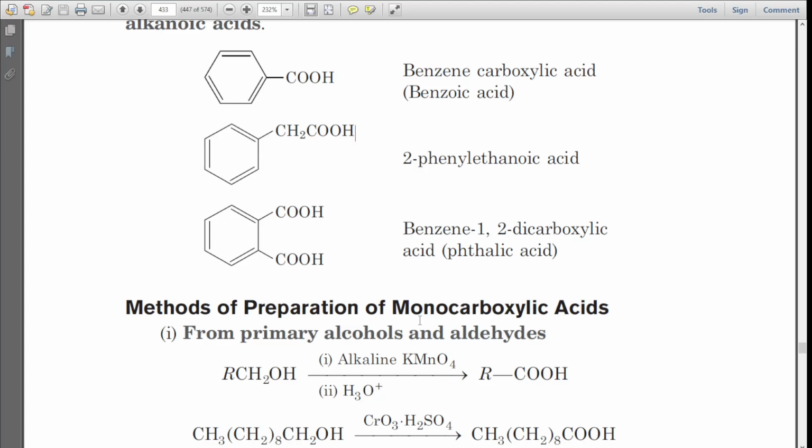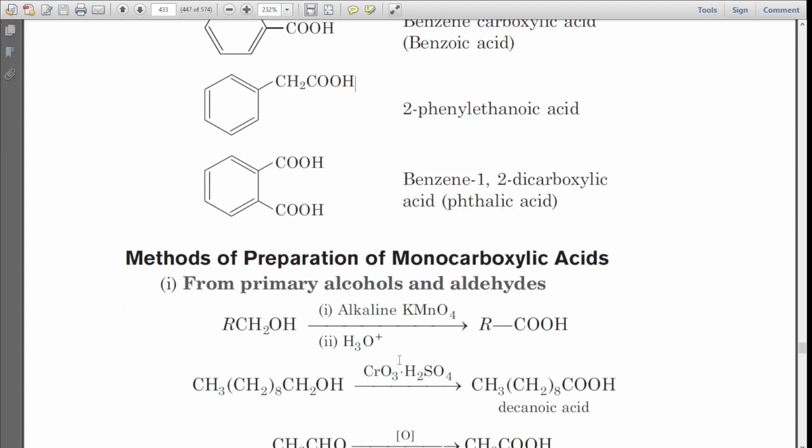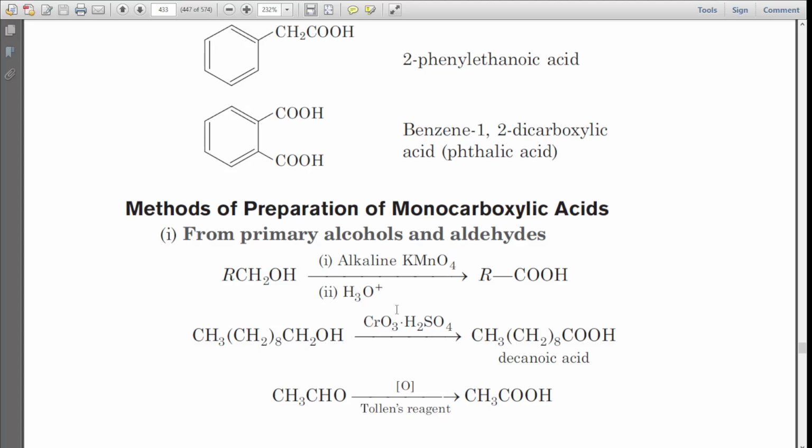Now they can be prepared from primary alcohols and aldehydes in the presence of strong oxidizing agents such as KMnO4. This is Jones reagent, CrO3.H2SO4, and Tollens reagent also.